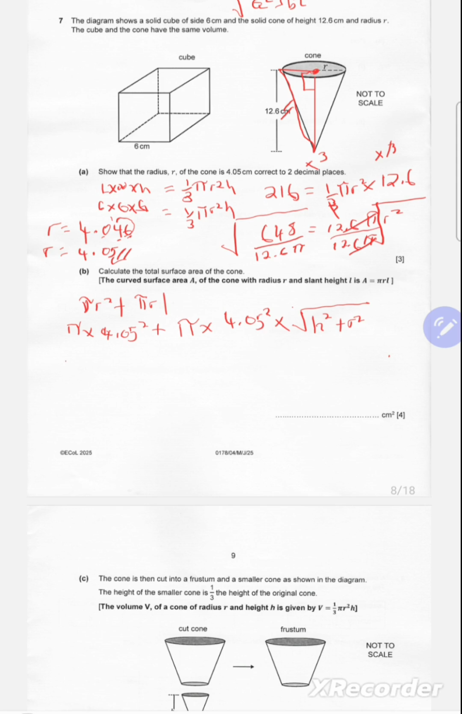So we can simplify it as pi multiplied by 4.05 squared plus pi times 4.05, here it is only 4.05, not squared, times our slant height, which is the square root of, so how much is our h? It's going to be 12.6 squared plus how much is our r? It is 4.05 squared. Now we can just type this on the calculator.